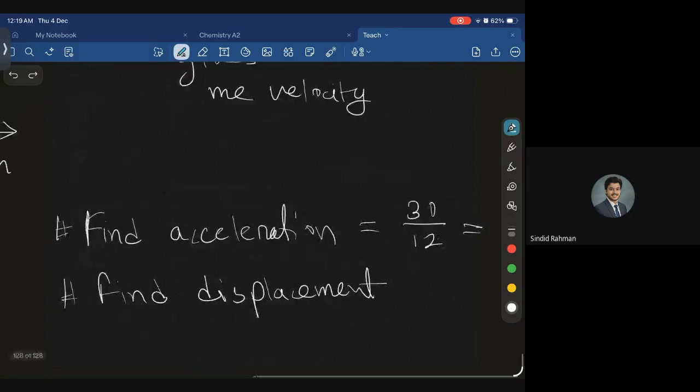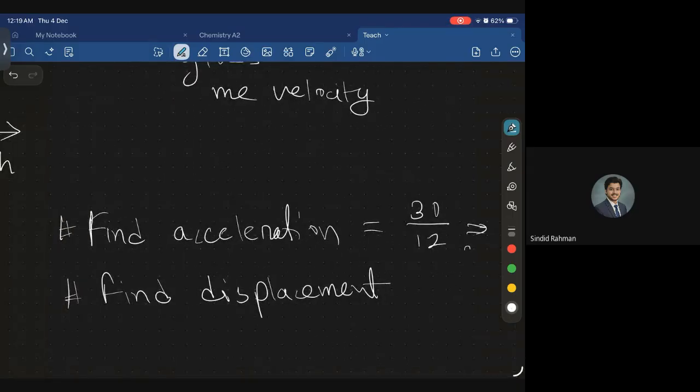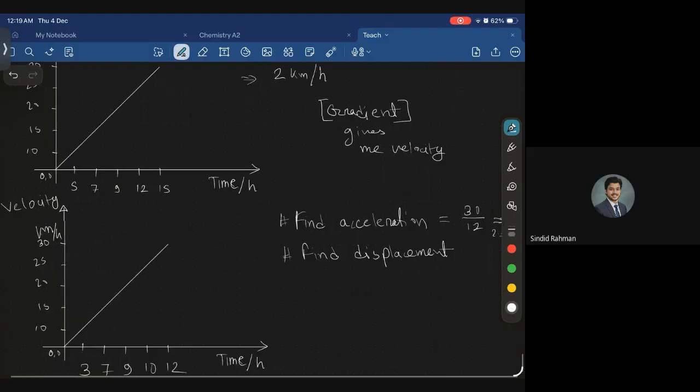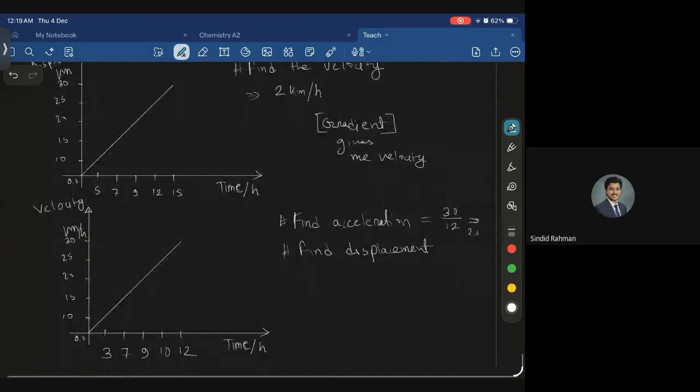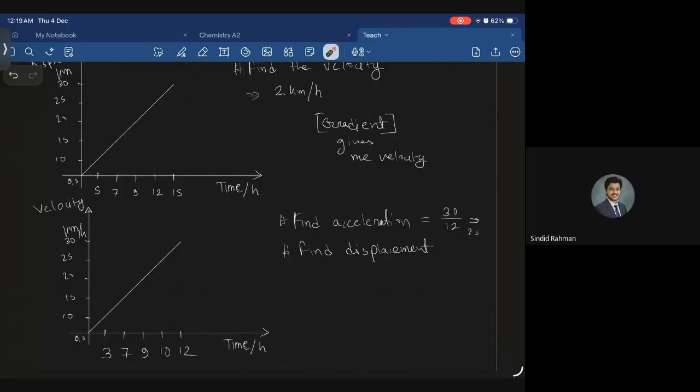Okay, 2.5. And what about the displacement? It would just be the area of the triangle. Yeah, that would be the area of the triangle. This area, right? Okay, so what's the displacement value?